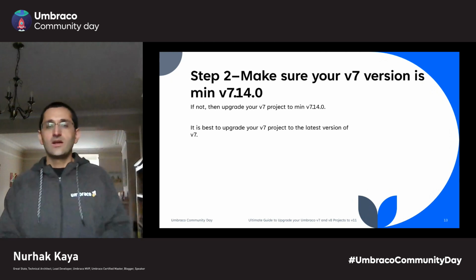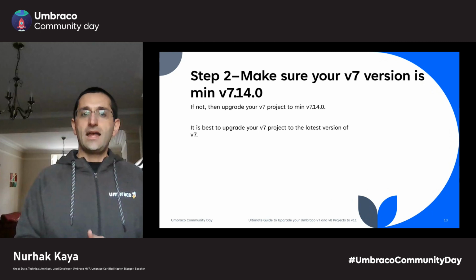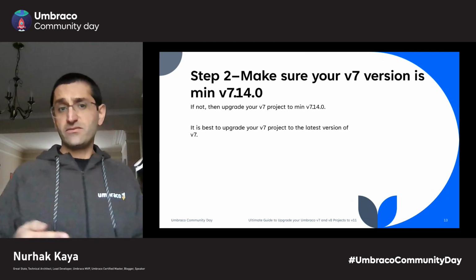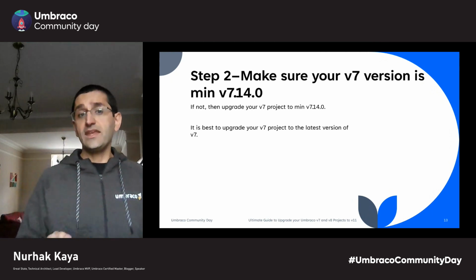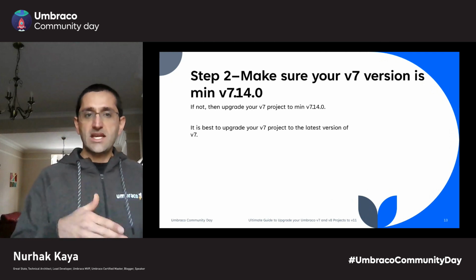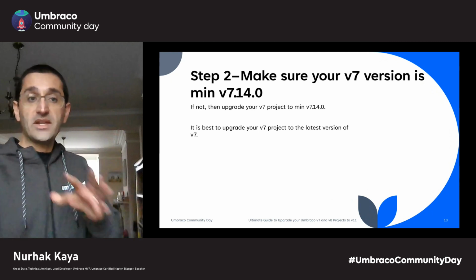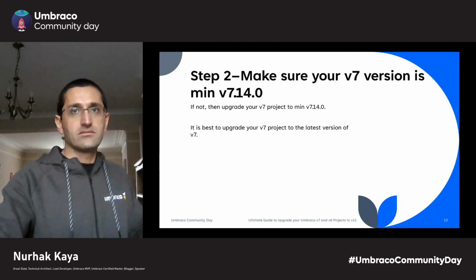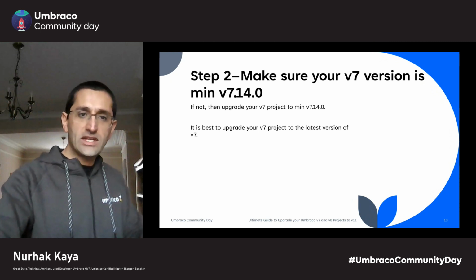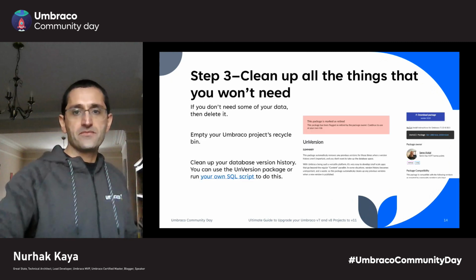Okay, step 2. Assuming you have got your Umbraco 7 website, you have to upgrade it to a minimum of 7.14.0, and ideally upgrade it to the latest version of v7. But definitely make sure that 7.14.0 is your minimum Umbraco 7 version. I'm not going to get into details of this because there are quite a lot of details for every single version. But because of some breaking changes, 7.14.0 is like one of the magic numbers. But as I said, please upgrade it to the latest version of v7.